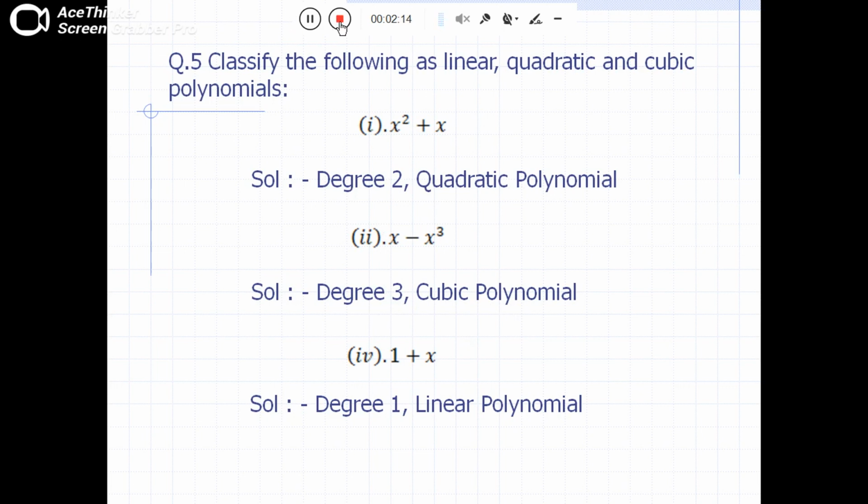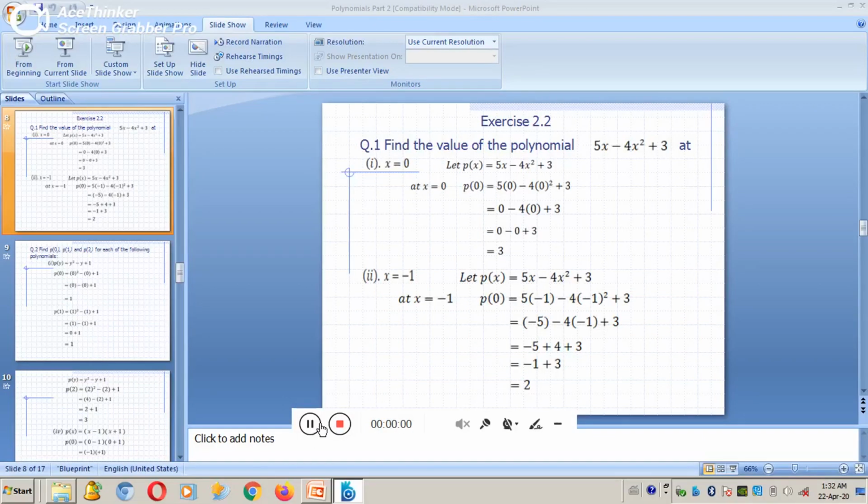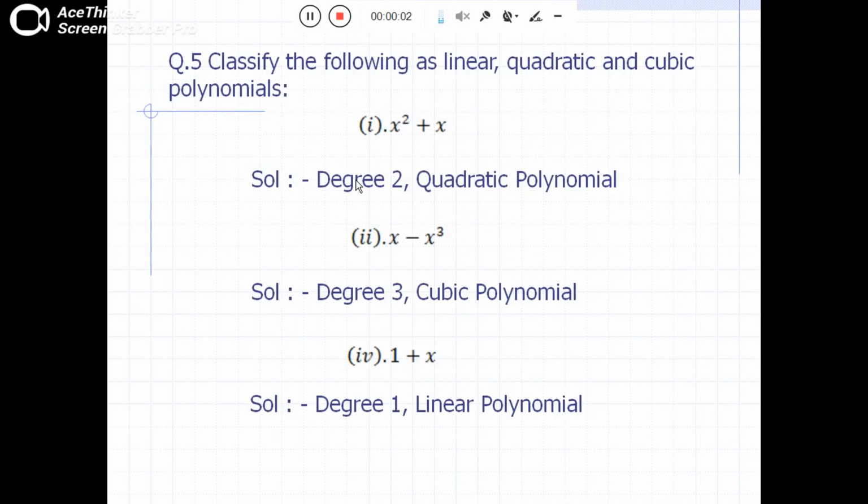Okay, let us carry forward. Okay students, so we have discussed all the questions of this exercise. Did you enjoy this? Solve the questions of this exercise.